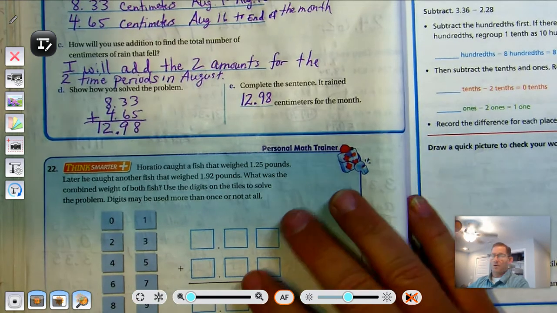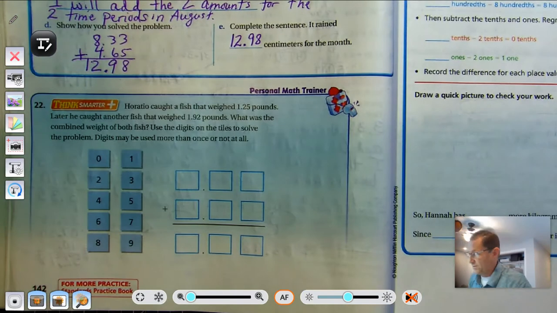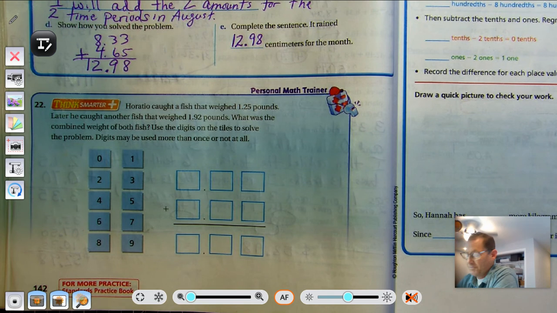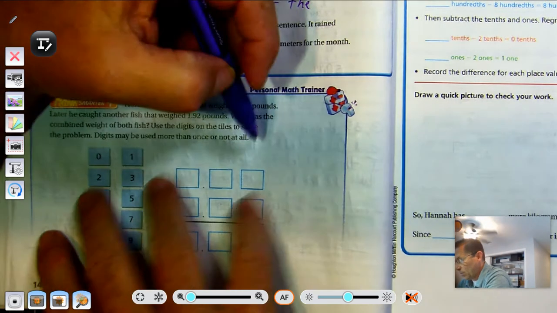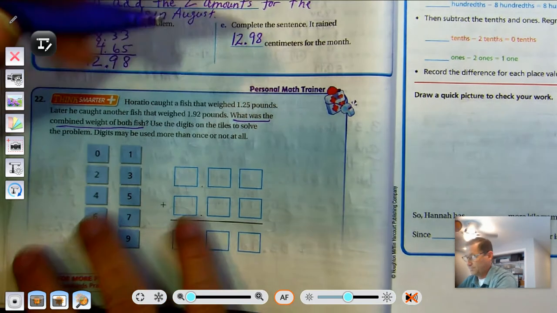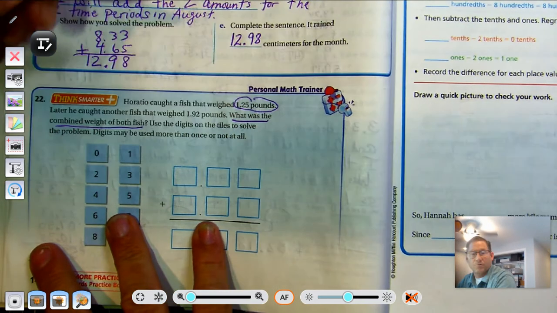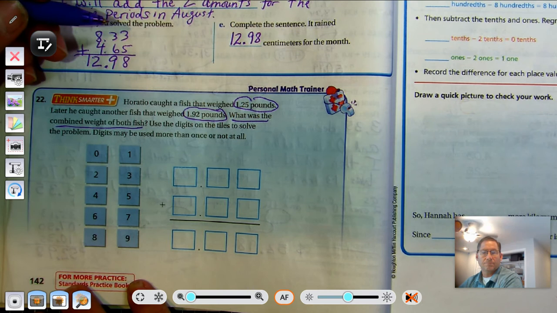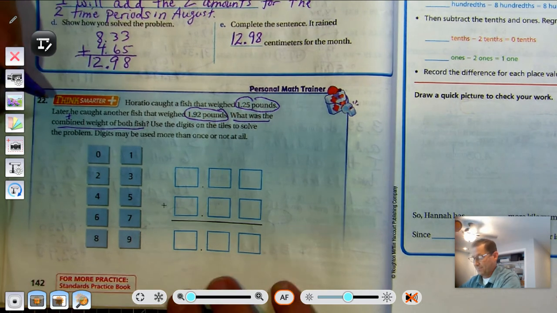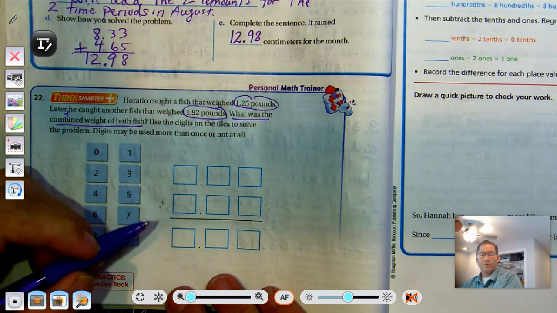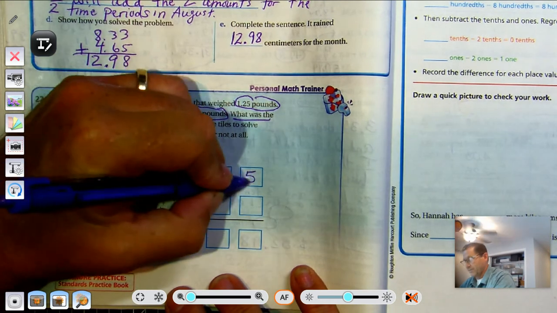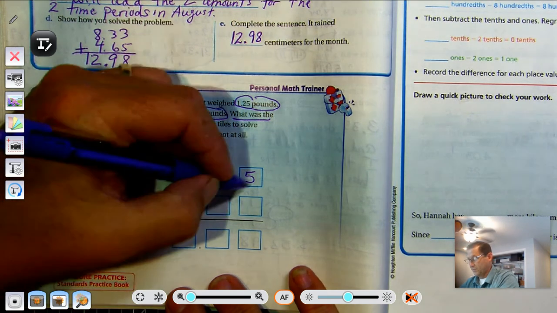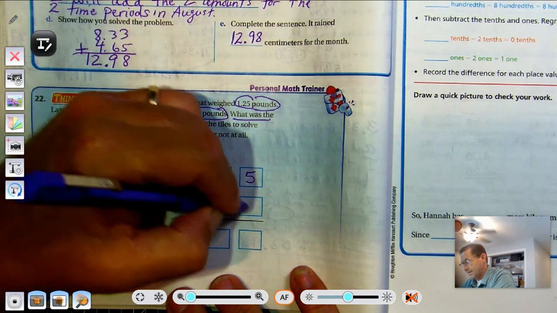All right, 22. Horatio caught a fish that weighed 1.25 pounds. Later, he caught another fish that weighed 1.92 pounds. What was the combined weight of both fish? Okay. 1.25 pounds, 1.92 pounds. The combined weight, that means add. Okay, so we're adding. So we need 1 and 25 hundredths, and we also need 1 and 92 hundredths.